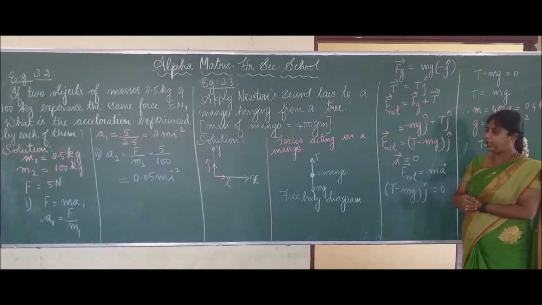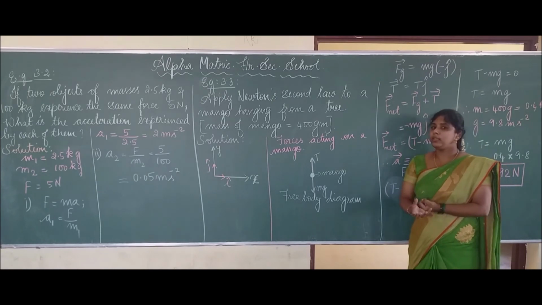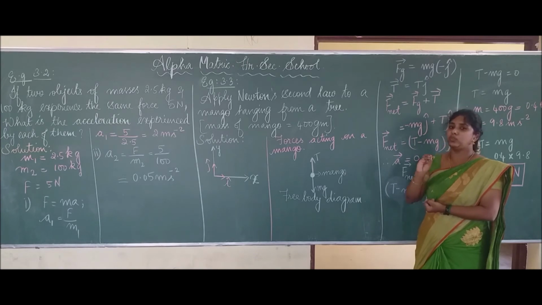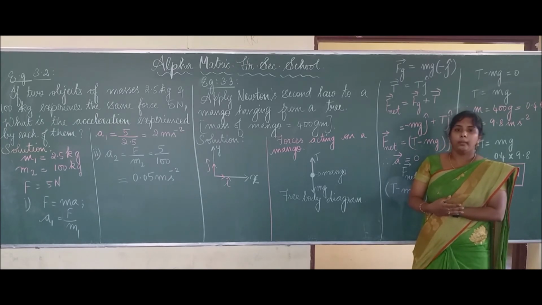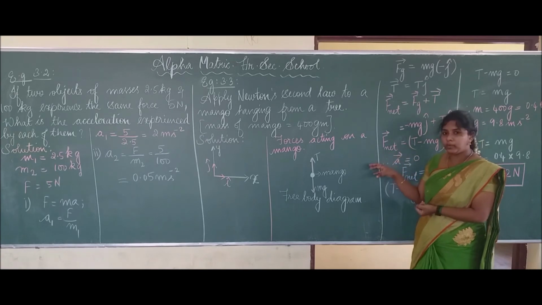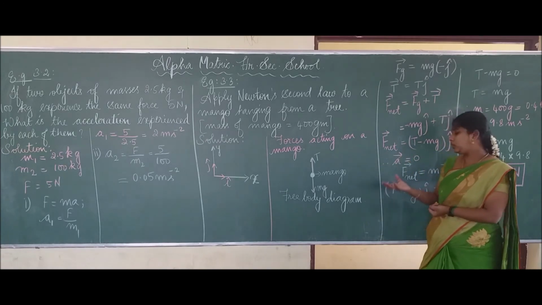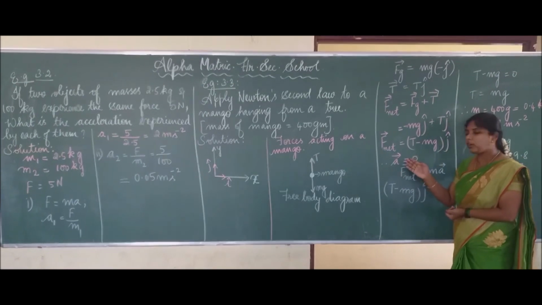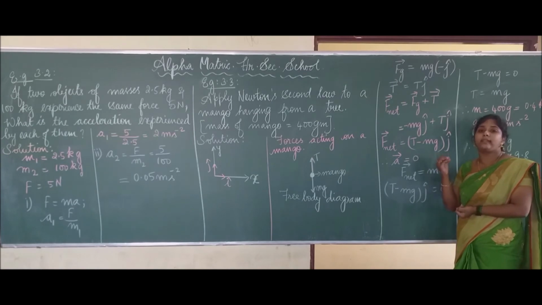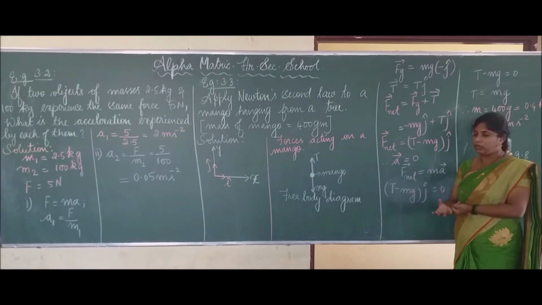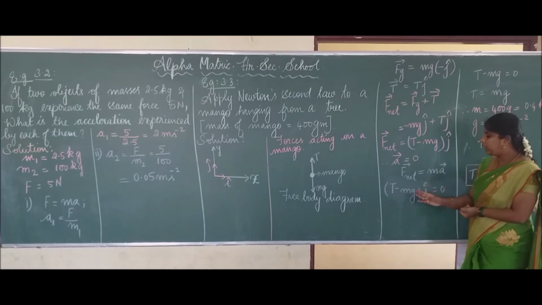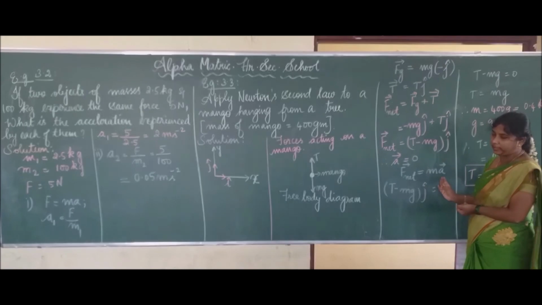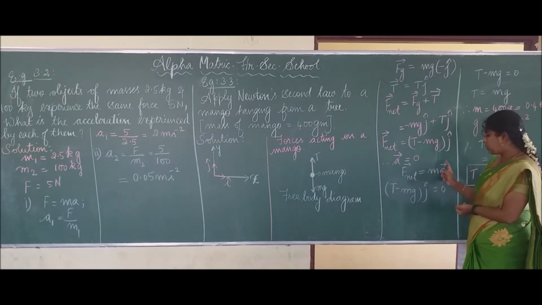Here I said the mango is hanging on a tree, which means the mango is at rest, so there is no acceleration acting on it. So I consider the acceleration vector a to be equal to 0. We know generally F equals ma, so F net equals m into the a vector. The a vector is 0, so this term becomes 0.